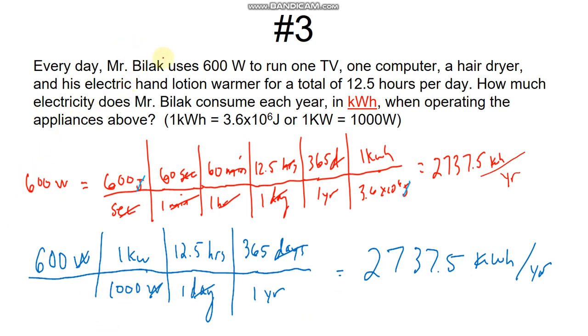Every day, Mr. Belak uses 600 watts total to run one TV, one computer, a hair dryer because he has some pretty snazzy hair, and he has this electric hand lotion warmer. For all of those appliances, total up 12 and a half hours per day, every day. The question's asking, how much electricity does Mr. Belak consume each year? And put your answer in kilowatt hours when operating the appliances above. So here are some conversions that you need to know.